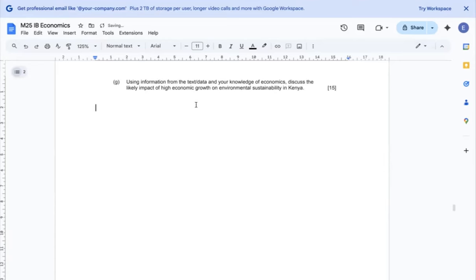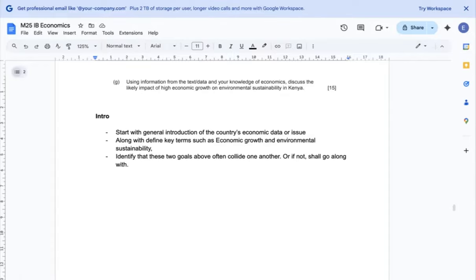Question G. Using information from the text data and your knowledge of economics, discuss the likely impact of high economic growth on environmental sustainability in Kenya. For this essay question, one easy way to start the introduction is to put some general introduction of the country's economic data or issue. And along with that, you define key terms such as economic growth and environmental sustainability. After that, you identify whether these two goals above often collide with one another, or if not, shall go along together.